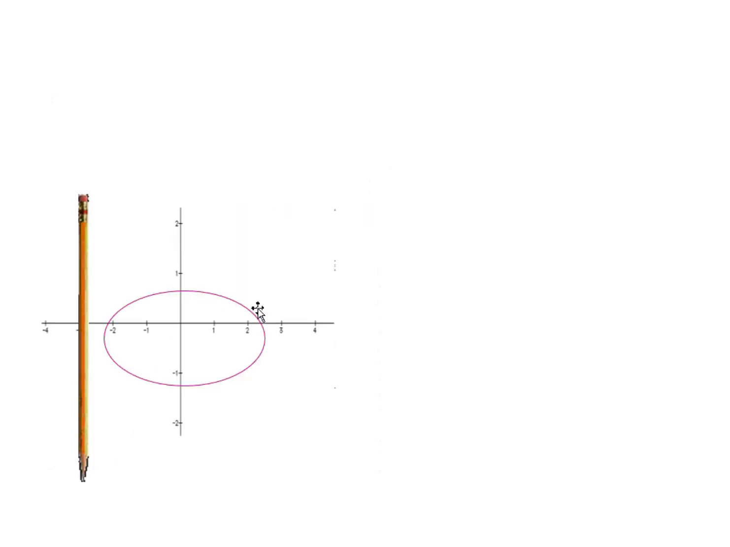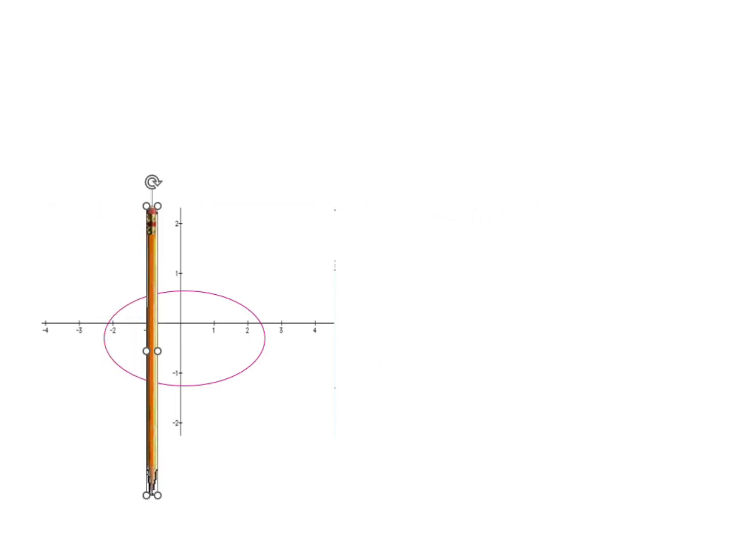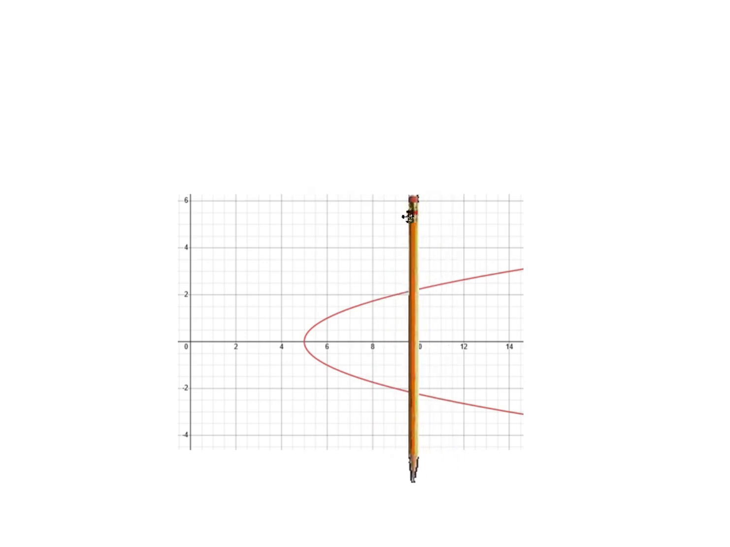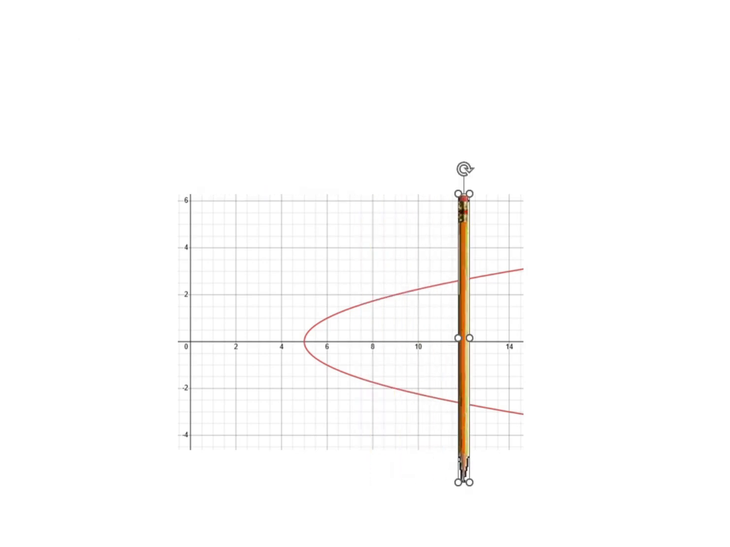Taking the other one, if we take the vertical line and place it somewhere on the graph, it passes through the graph at two points. So this relation is not a function. For this one also, if you move the vertical line, it is passing through the graph at two given points. So this given graph is also not a function. It is just a relation.